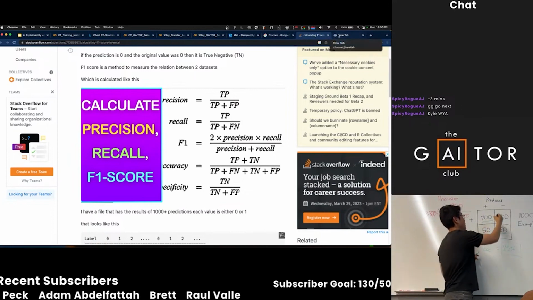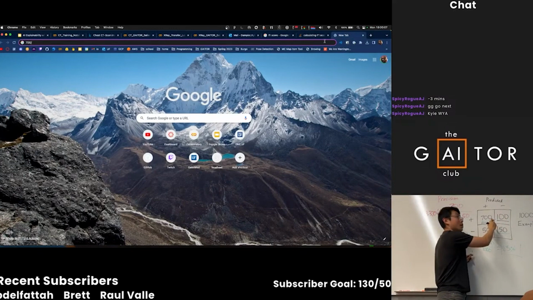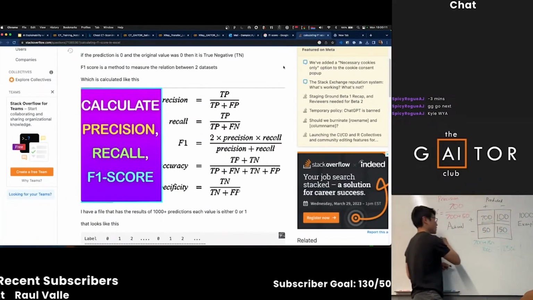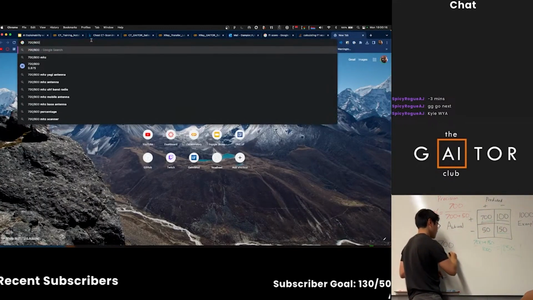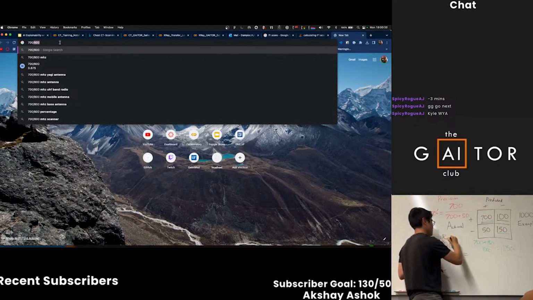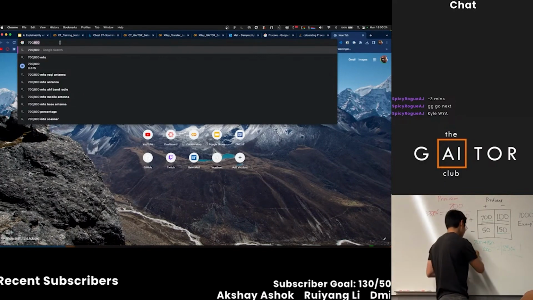And so for recall we consider here and here, right? The number of true positives over true positives plus false negatives is 700 over 700 plus 100. So this is recall. And what is this value? 0.875. Okay, 87.5.